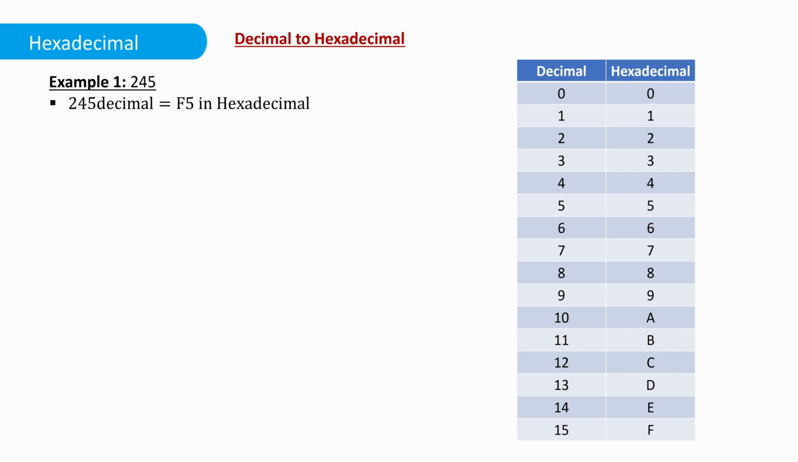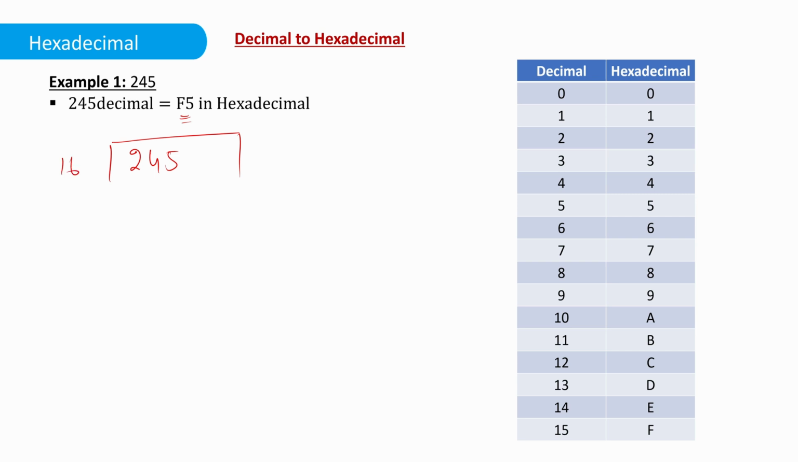Now let's do another example because in the previous example, our answer was CC, so it might be a bit confusing. So let's solve another example. We have 245 in decimal and we want to convert it into hexadecimal. I have already written the answer over here. Let's see if we can derive that. So we have 245. First step is divide by 16.